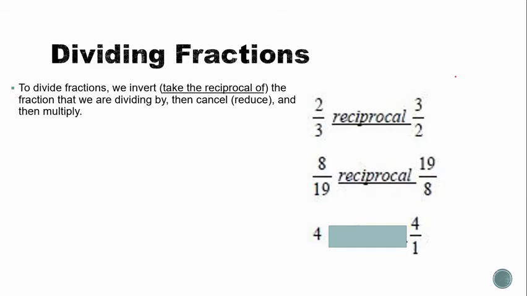To divide fractions, we take the reciprocal of the fraction that we're dividing by, then cancel or reduce, and then multiply. So keep in mind, what does reciprocal mean? Reciprocal means, like, if you had 2/3, the reciprocal would be 3 over 2. 8/9, the reciprocal would be 9 over 8.